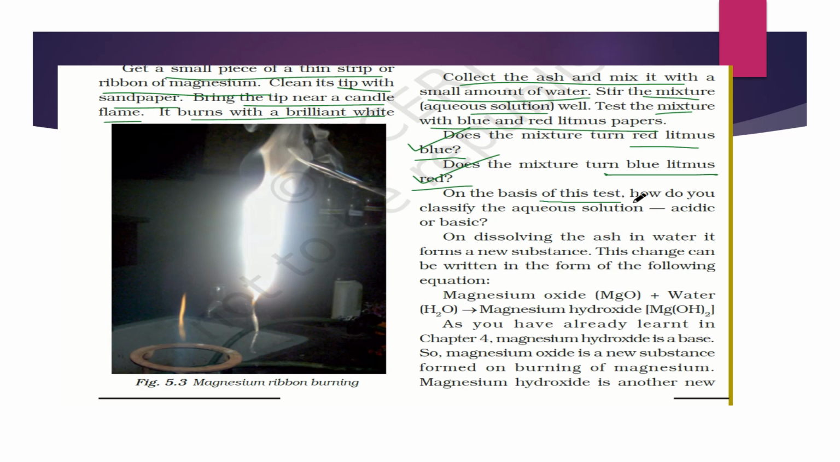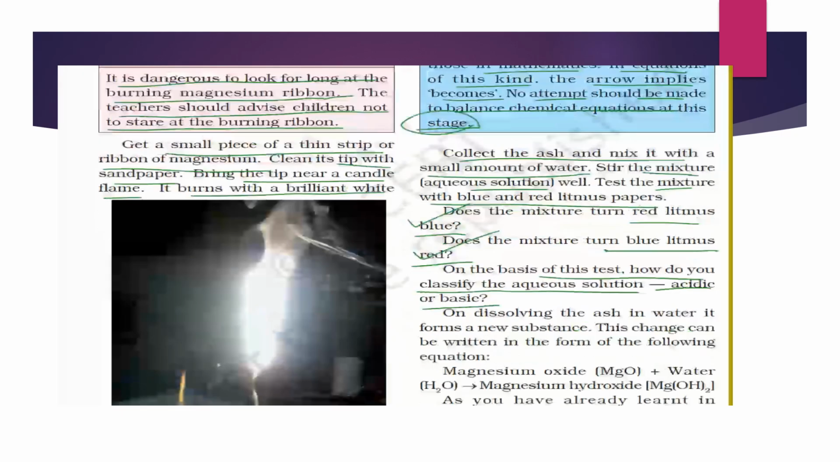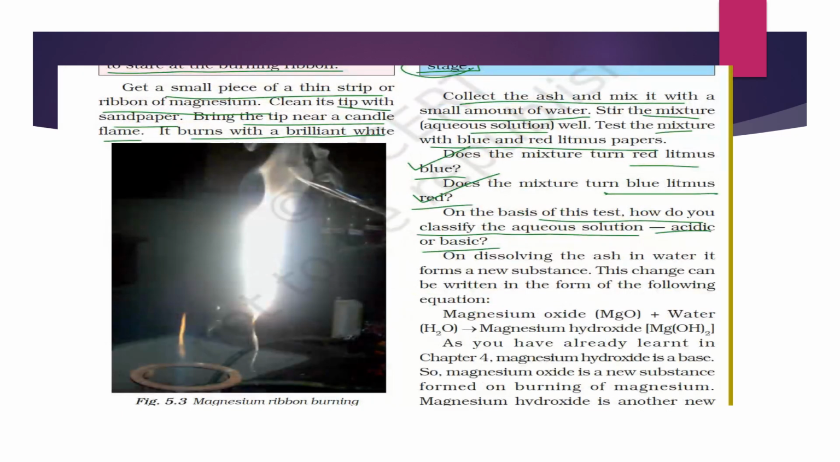Now, on the basis of this test, how do you classify the aqueous solution? Is it acidic or is it basic? You are going to find it out, because I have already told you how litmus reacts, and then you will know whether it is acidic or basic. So on dissolving the ash in water, it forms a new substance, and this change can be written in the form of the following equation.